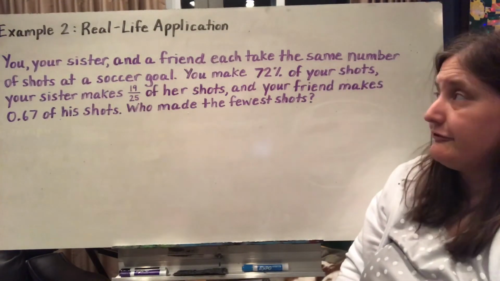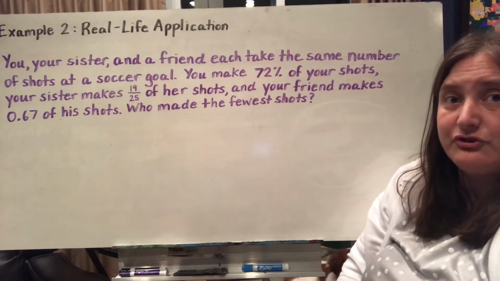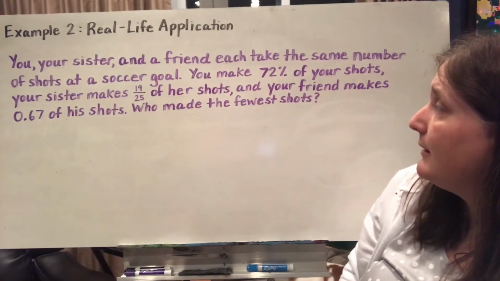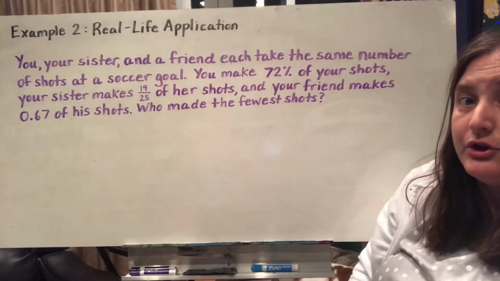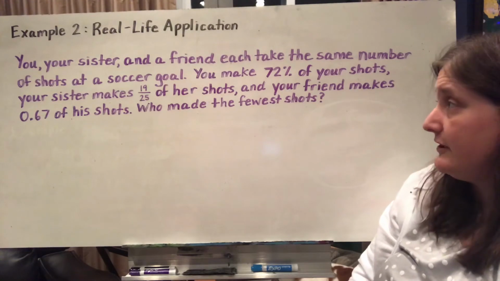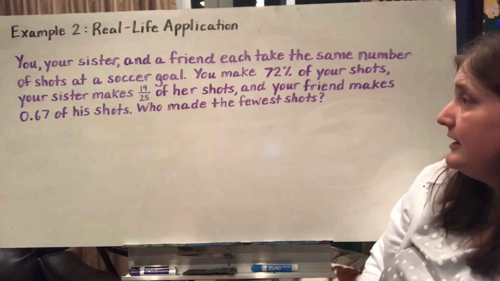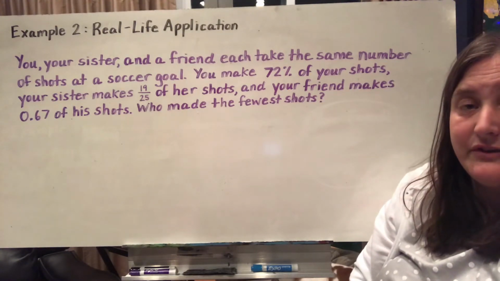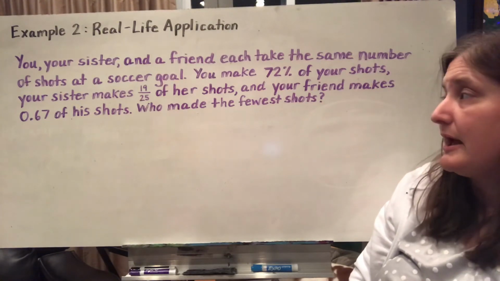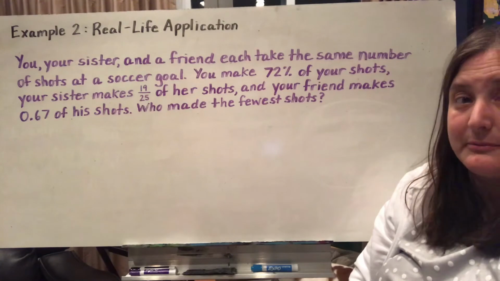You, your sister, and a friend each take the same number of shots at a soccer goal. And they want to know who made the fewest shots. You made 72% of your shots. Your sister made 19/25ths of her shots, and your friend made 0.67 of his shots. So we want to get them all into one common format. So I'm going to change them all to decimals.